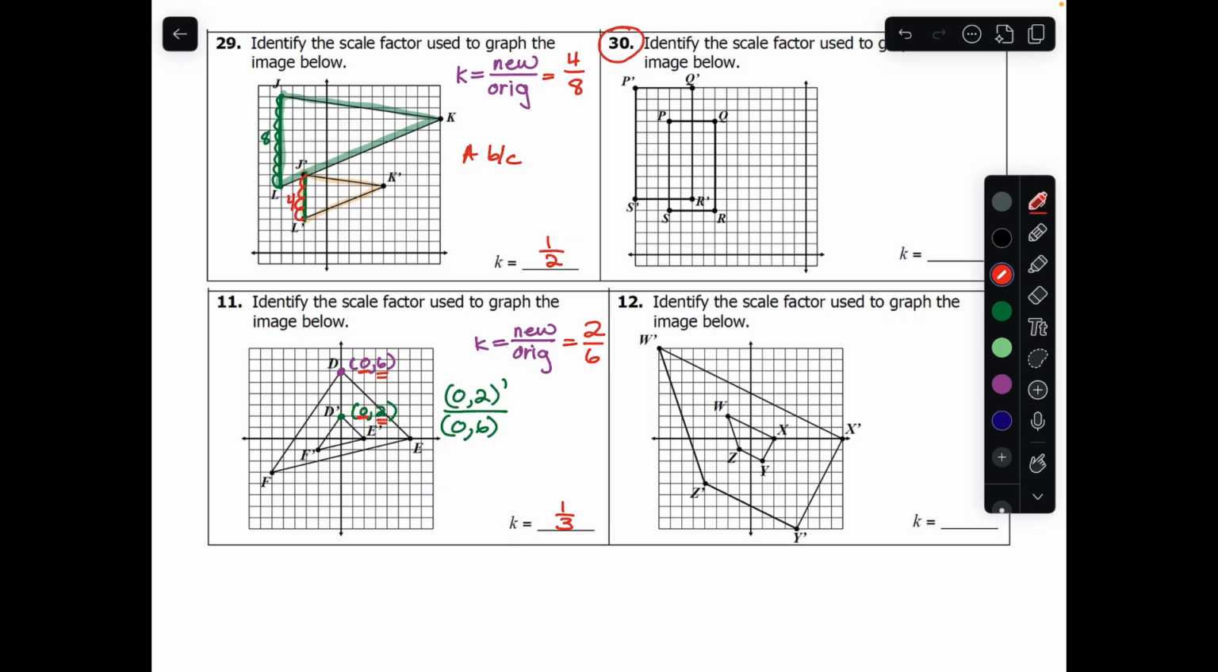Try these other two problems on your own, 30 and 12, and you can check your answers with the answer key in modules.